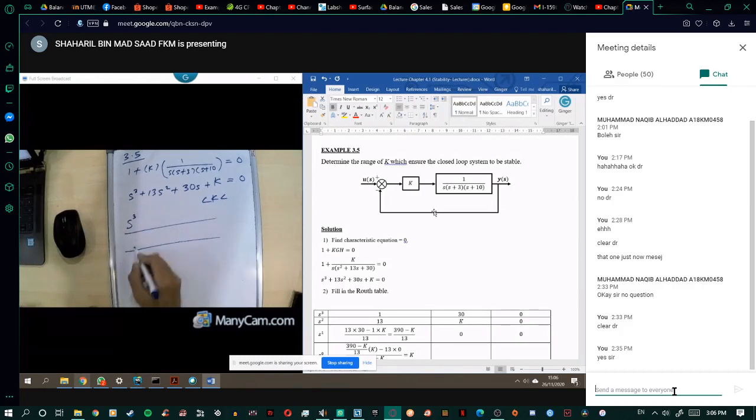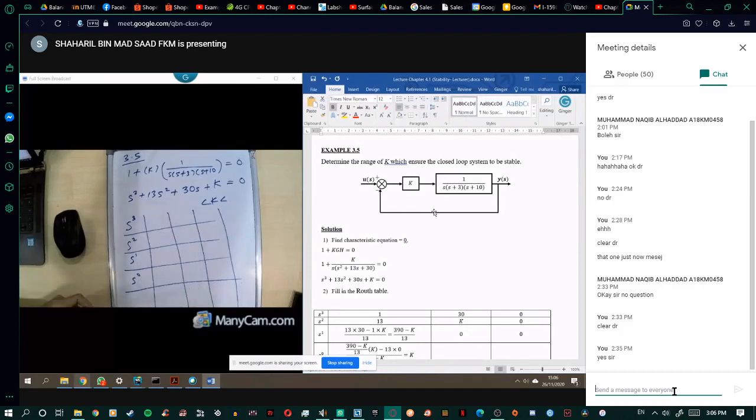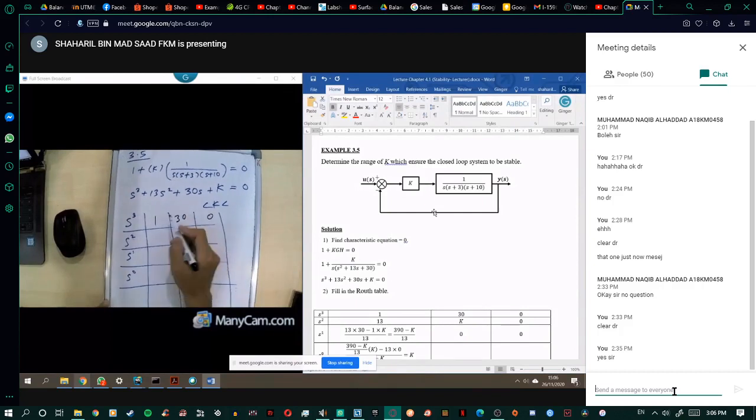Okay, s power of 2, s power of 1, and s power of 0. Alright, so s power of 2, that means 1, right? Then you skip it, 30, okay, done, and then 0 here. Okay, and then 13 and k and 0 here.